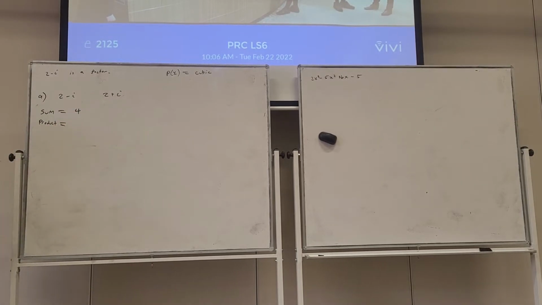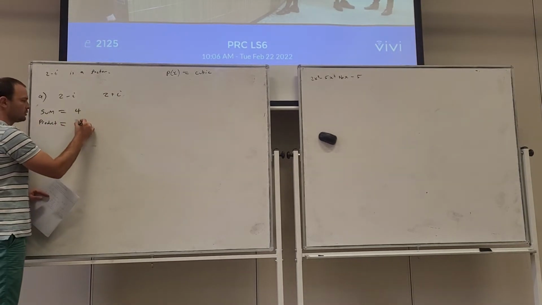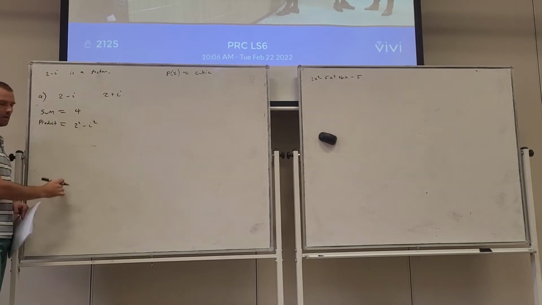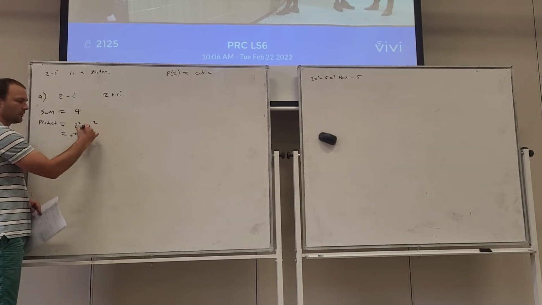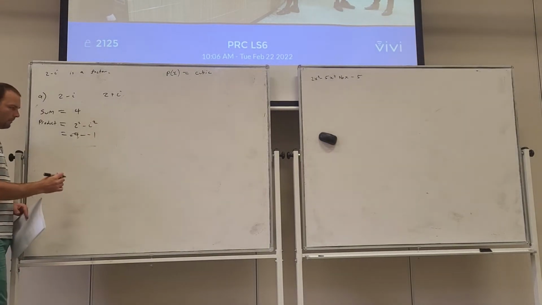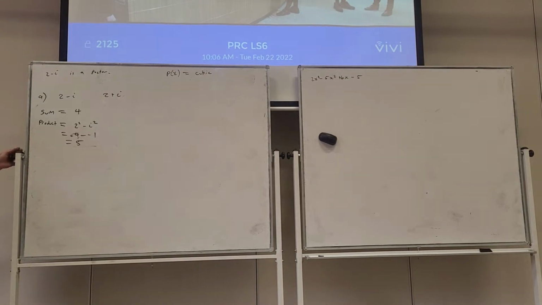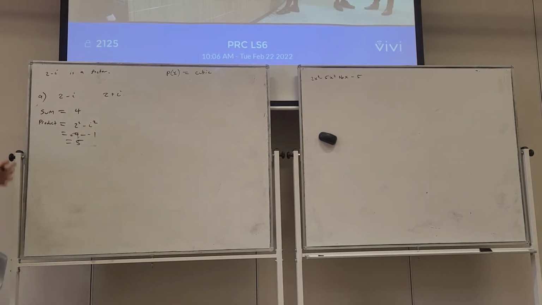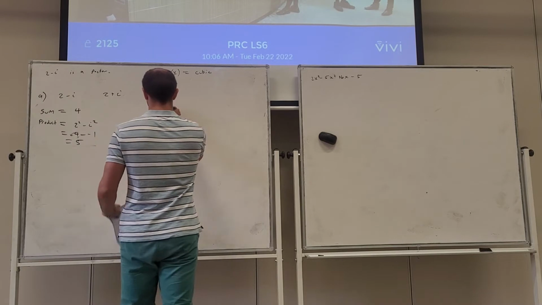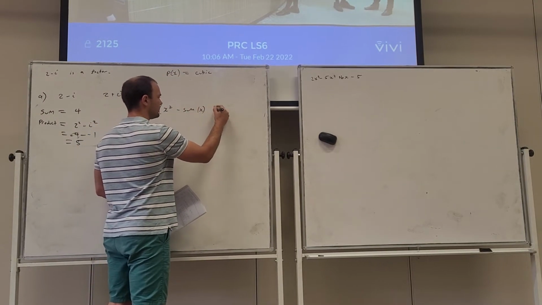And when we multiply them, 2 take i times 2 plus i, difference of 2 squares, it's going to be 2 squared take i squared, which is 4 take square root of minus 1 squared, so 4 take minus 1, 5. So product is just multiplying the roots together. So then the quadratic factor we get, remember, it's going to be a times x squared take the sum of x plus the product.